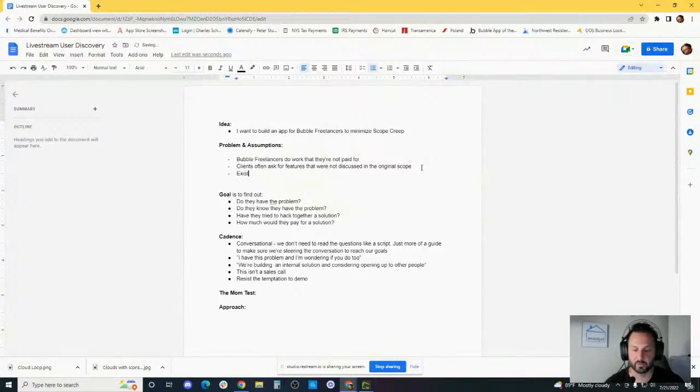Existing tools. This is one too. This is where you're doing your own, what's the competition here? Is there an app that's already out there that people don't really know about, or they're just not using for one reason or another? Existing tools.